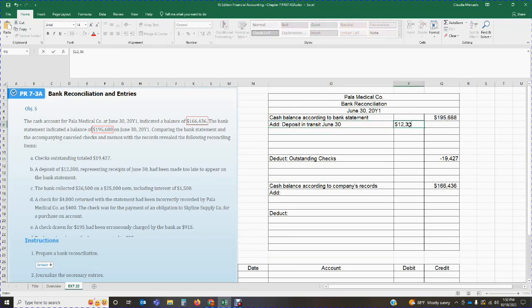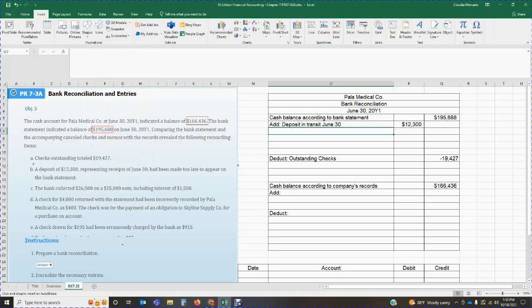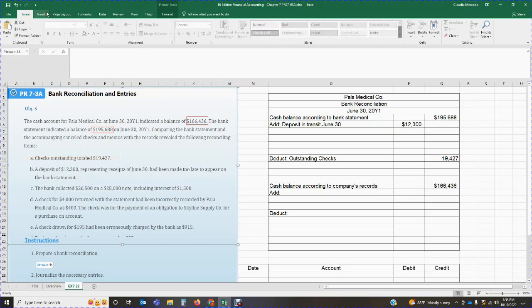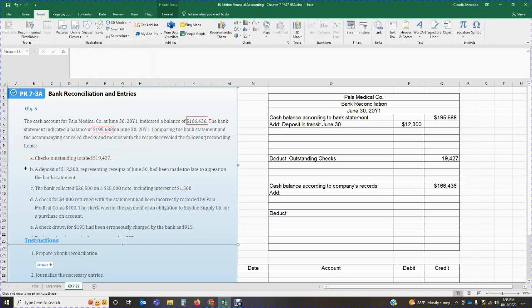So we have a deposit in transit of $12,300. Now on the first column, if you have multiple items that need to be added, you would put them in the first one. If it's just one item, you carry it to the second column. For deductions, we're only going to have one deduction. But for the additions, we have multiple additions affecting our bank section, so we're going to add them down here. We've already done A, and we have also done B.